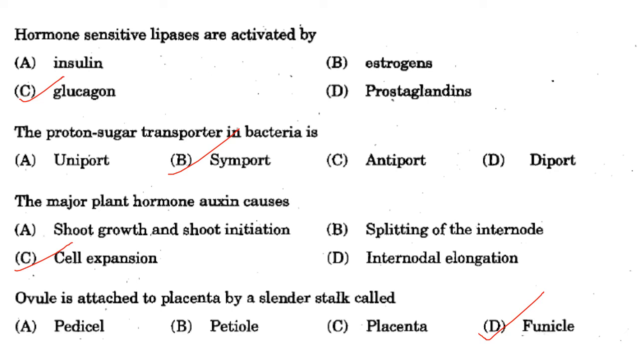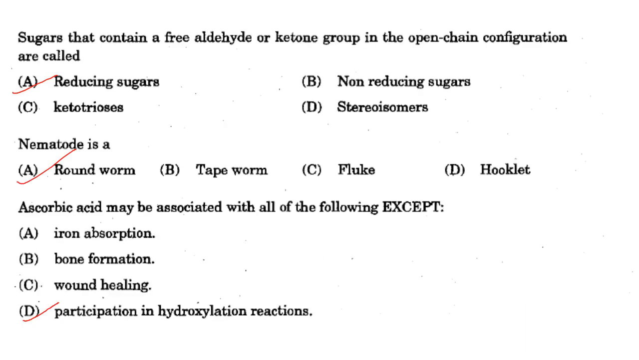This is a repeated question. Now next one. The major plant hormone auxin causes cell expansion. This is also a repeated question, asked for 1 or 2 years. Then ovule is attached to the placenta by a slender stalk called the funicle. This is also a repeated question. Answer is option D, funicle.